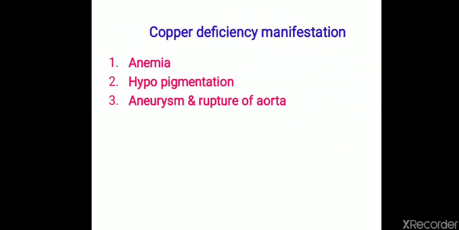Coming to copper deficiency manifestations, copper deficiency produces anemia. This is due to defective ceruloplasmin function and defective heme formation. The second feature is hypopigmentation, due to defective formation of melanin from tyrosine. The third clinical feature is aneurysm and rupture of the aorta, due to defective collagen cross-linking from defective functioning of lysyl oxidase. Defective collagen cross-linking can also lead to recurrent bone fractures. So all these are the deficiency manifestations of copper. Coming to the metabolic disorders.